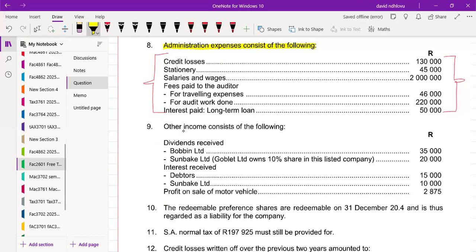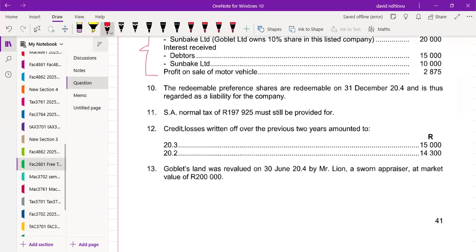Other income consists of the following. Again, you have got other income. You will probably use this also for the purpose of your disclosure note on the profit before tax note. Then they continue and say the redeemable preference shares are redeemable on 31 December 2024 and is thus regarded as a liability by the company.